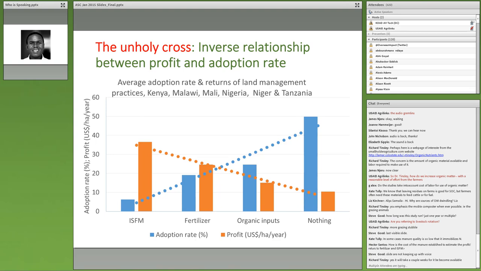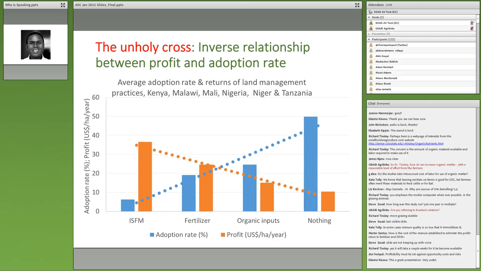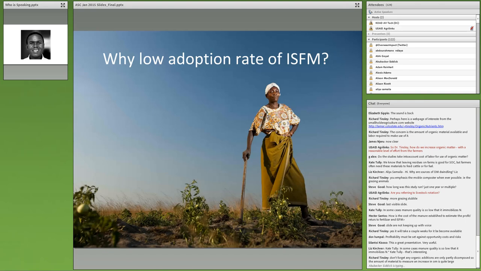This was a cross LSMS survey, and we looked at the adoption rate of ISFM. Now, the strange thing is that the ISFM adoption rate, which is in the blue histogram, is the lowest. But the farmers who are applying nothing are the majority. But look at the profit, which is the orange histogram. It is the highest here, and it goes down as you go this way. Now, why this unholy cross? It's unholy because it is illogical. These lines were supposed to be parallel to each other, all of them rising, but that's not the case. Something is wrong. This farmer is asking this question.